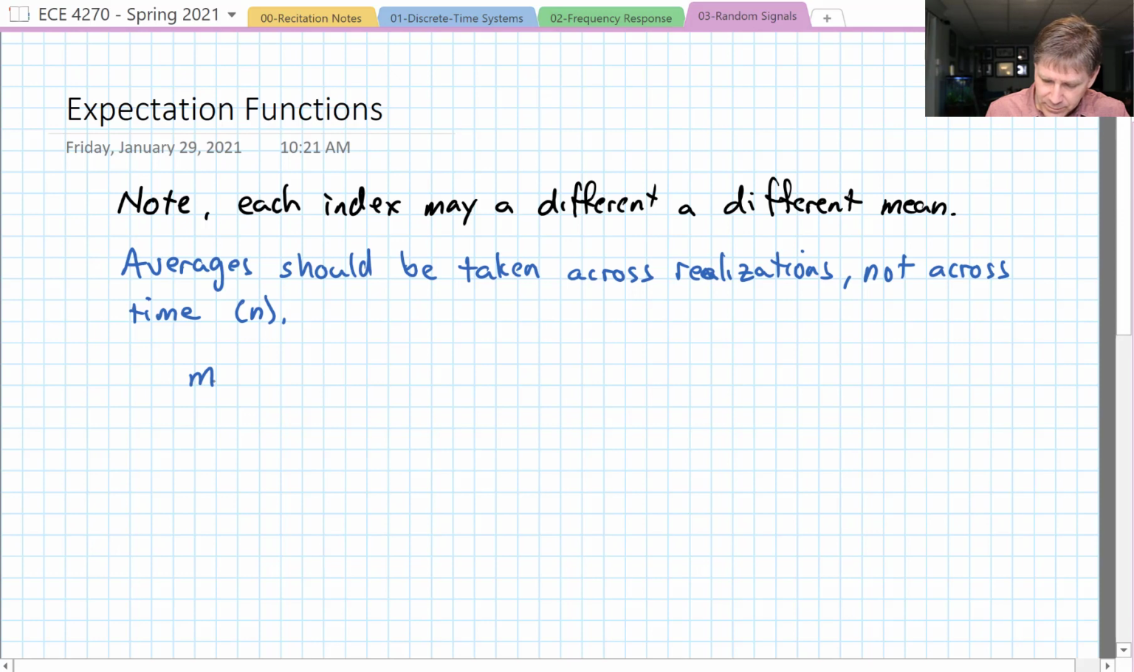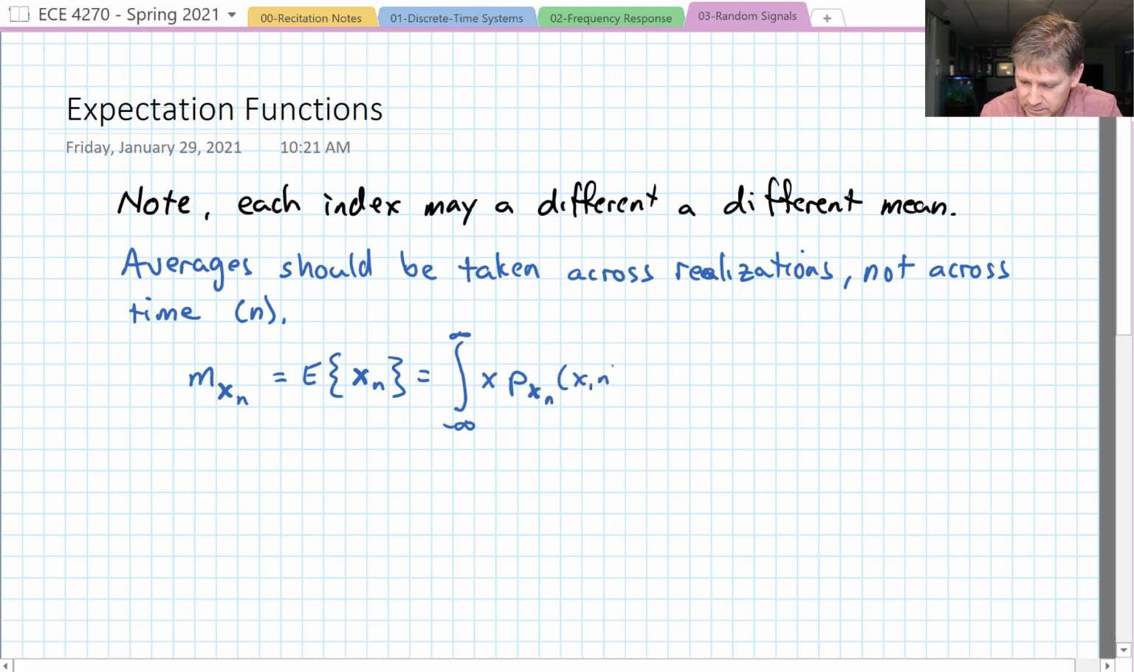So, the mean of x of n, and sometimes we use a mu instead of the m, so I might go back and forth between that without thinking, is just equal to the integral of x p_x(x, n) dx. So we're not integrating across n. We keep n the same for the whole thing. So this is our expected value or mean.